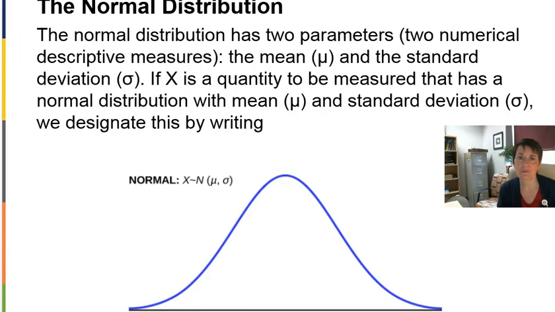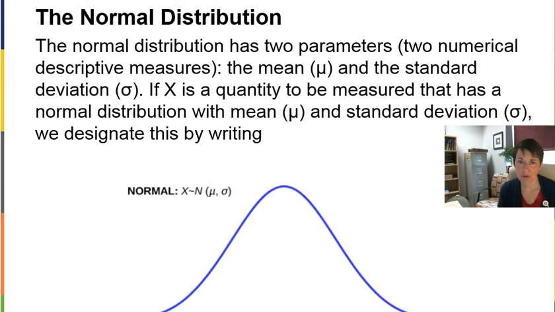What does this look like? Well, it looks like a little bell curve, right? This is a normal distribution. We're not to standard normal yet. This is just the normal distribution. And it has just two parameters in it. It's going to have the mean, which is mu, and the standard deviation.